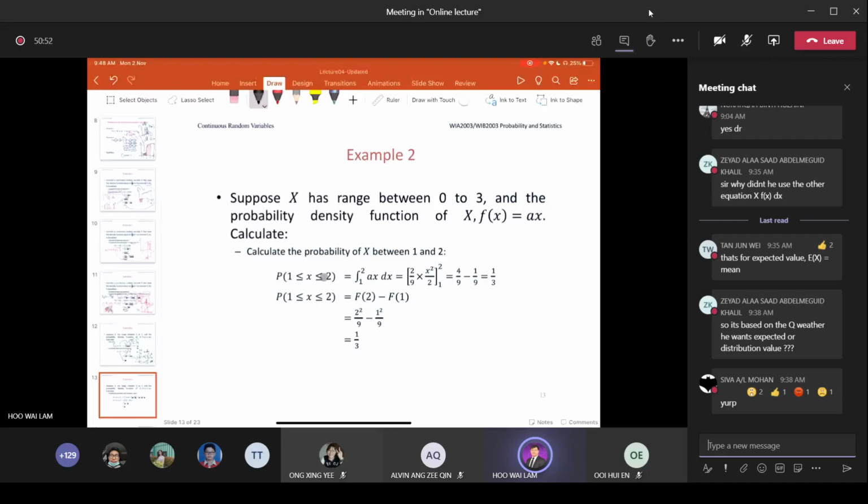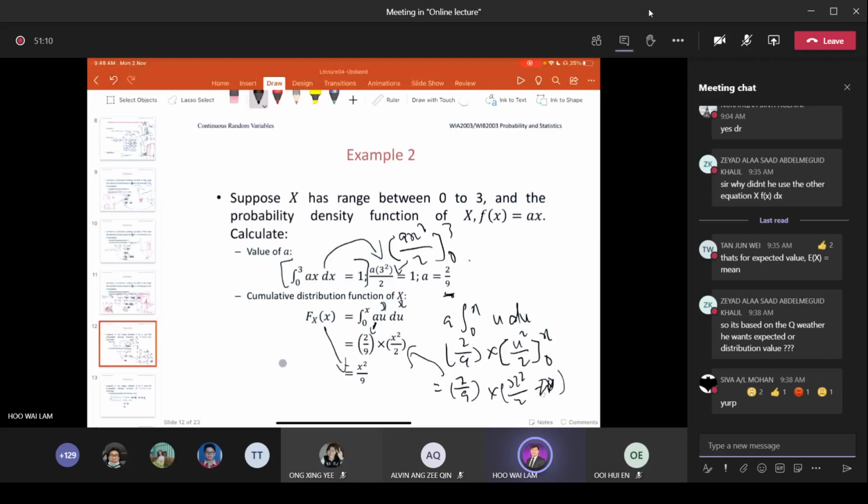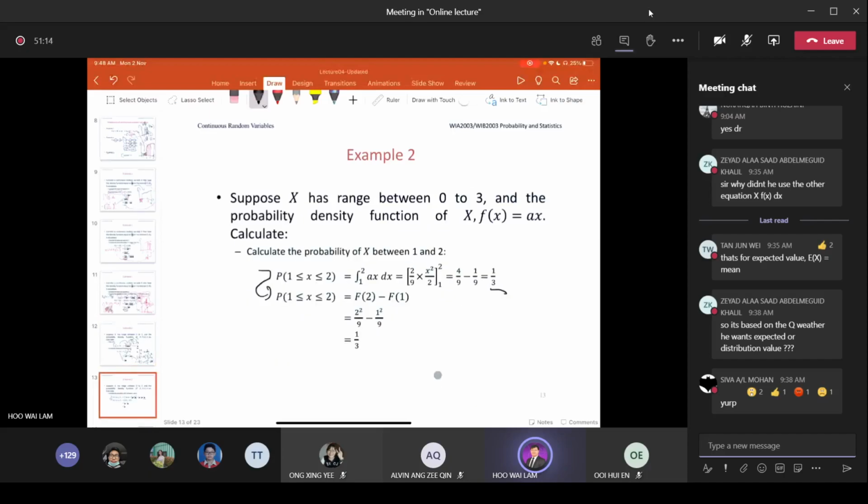And then once you're doing integration, these are 2 different ways to solve the problem, you know. So this one, you are doing the integration again, and then you'll be able to get 1 over 3. But this one is using the cumulative distribution function that we calculated just now. And then you're just swapping in 2 and 1, and you'll be able to get the same answer over here. Again, this one is just a demonstration of 2 different ways of doing it.